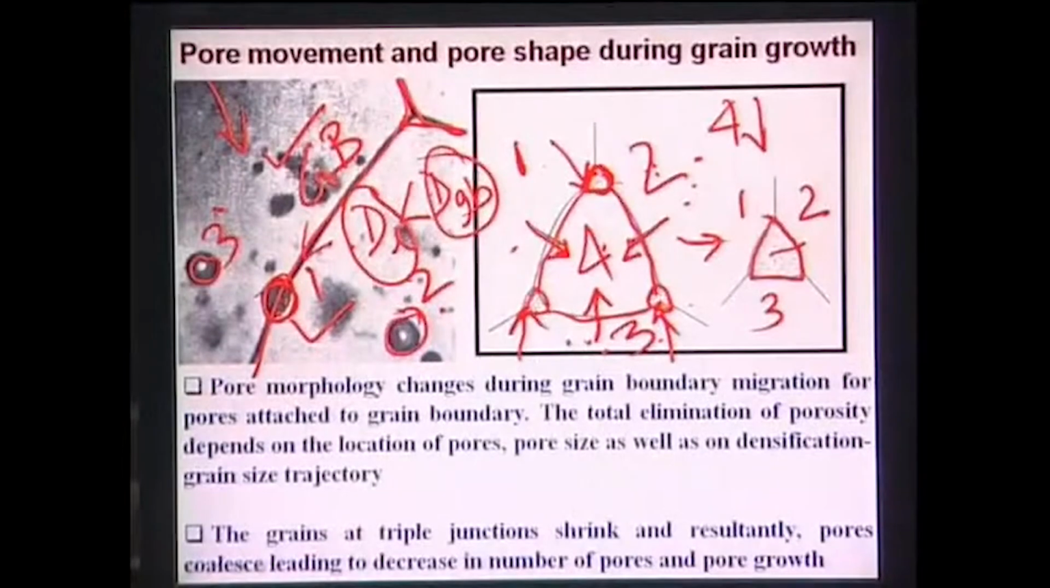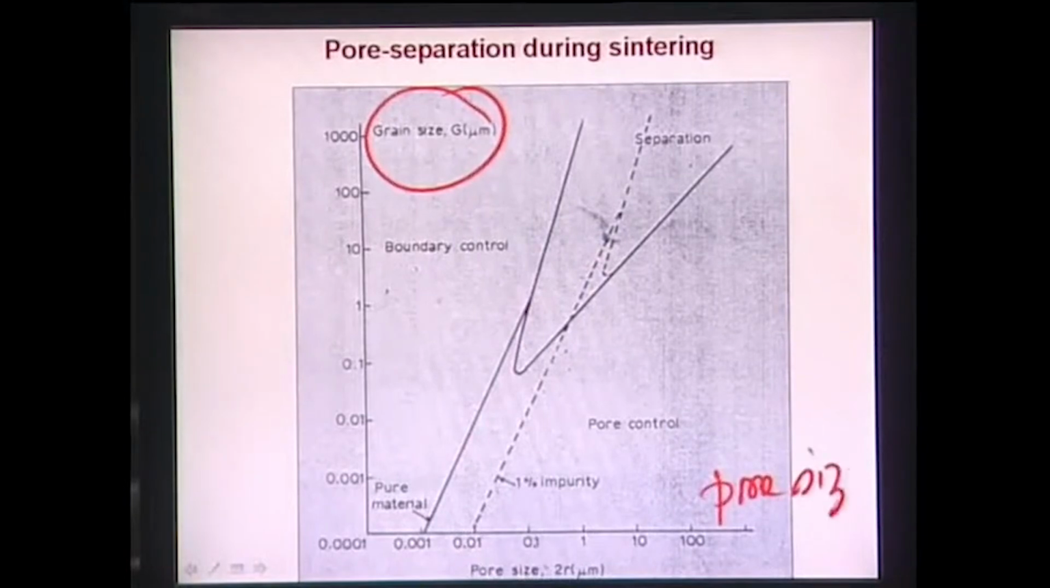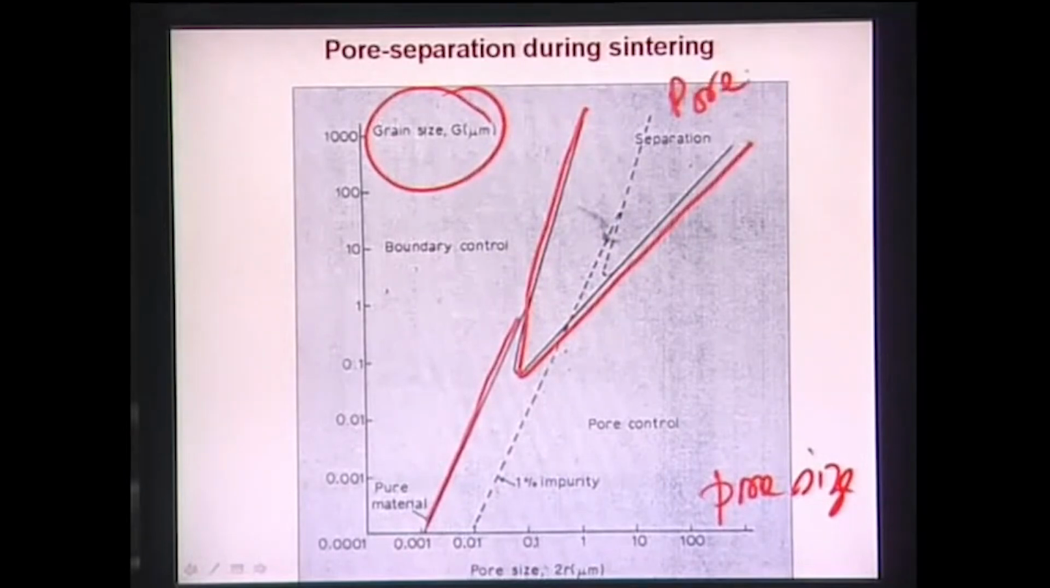So this is how, from the very basic sintering theory, you can explain the fundamentals of the sintering process. Now based on all these considerations, people have plotted grain size versus pore size, with grain size here and pore size plotted along the x axis. What you see here is the case of pure metal, with no dopant. This region is where pore separation takes place. This is the region where pores will control the boundary motion, and this is the region where the grain boundary will control the boundary motion.